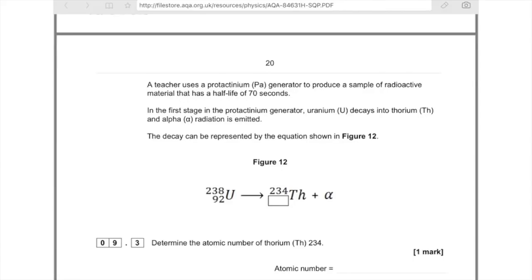So remember, with alpha radiation, what's happening is that 2 protons and 2 neutrons are being given off. That means that the mass number decreases by 4, and as we can see, it's gone down to 234 from 238. In terms of what happens to the atomic number, that's the same number as the proton number. So if you lose 2 protons, clearly the new number here will be 90.